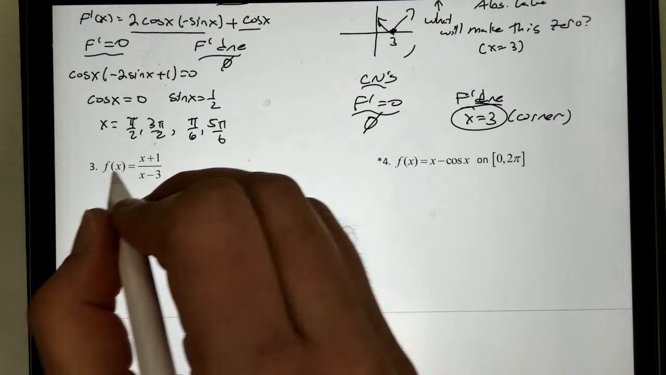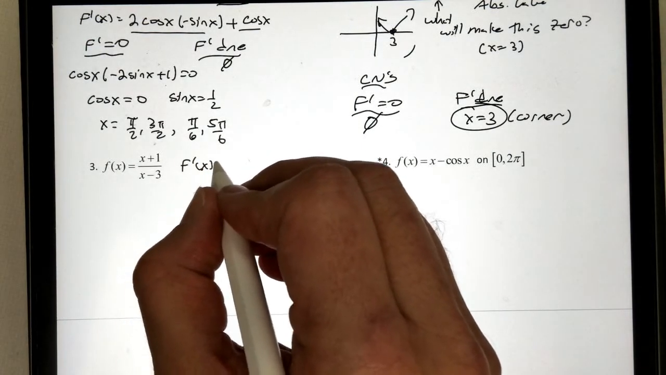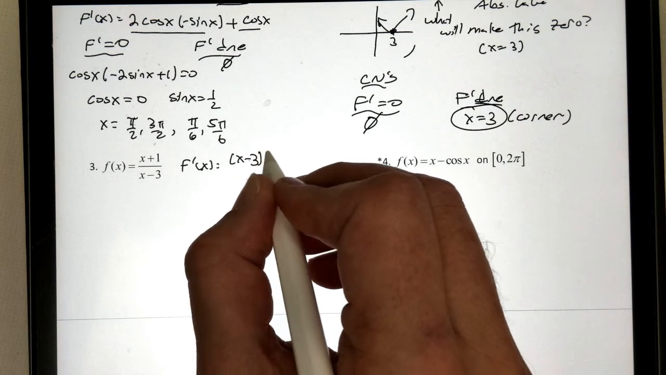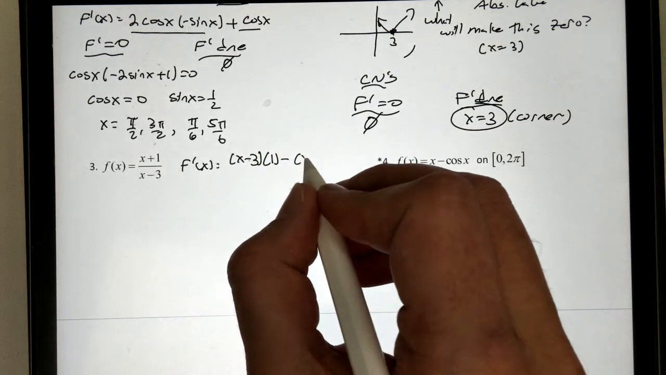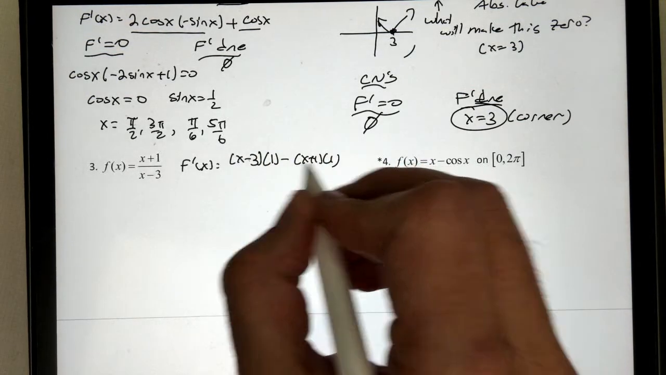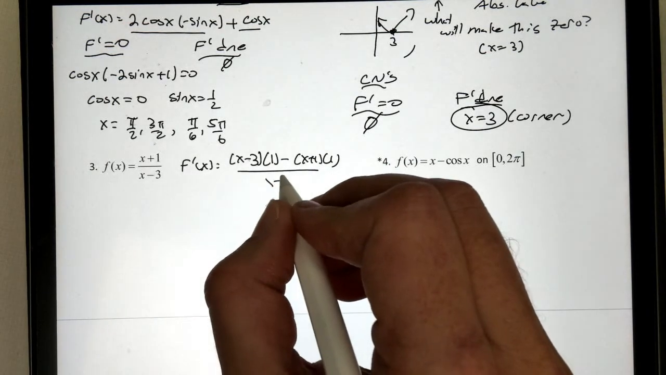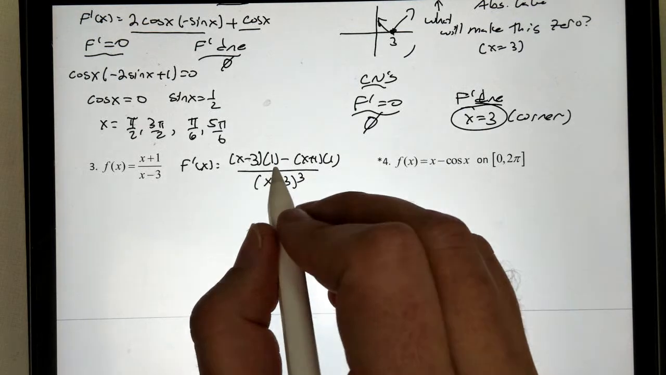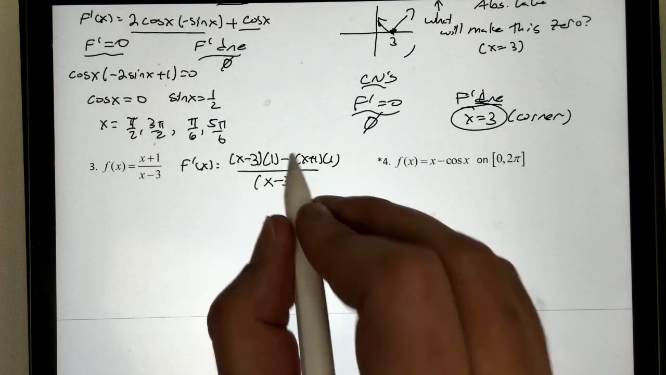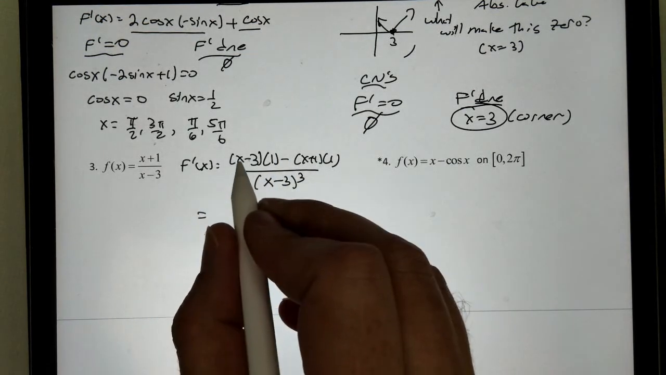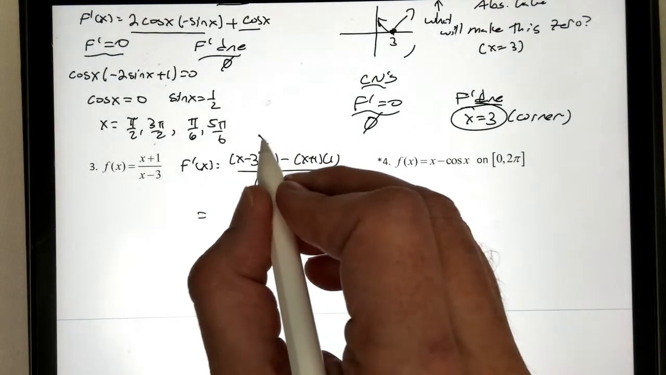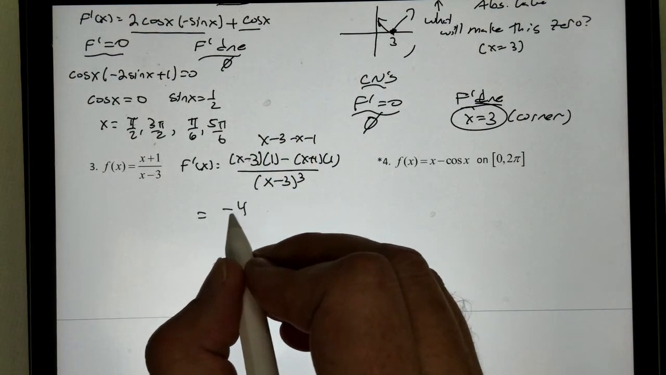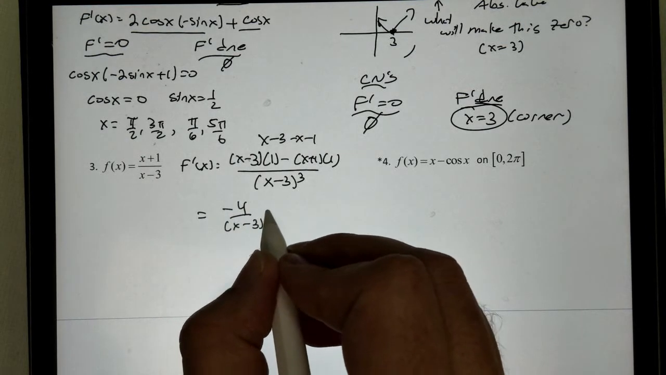All right, number 3. How do we do this one? We've got to take the derivative. That's going to be quotient rule: low d high minus high d low, all over the bottom squared. If I simplify the top, the x's are going to cancel. We get x minus 3 minus x minus 1, so we would get negative 4 over x minus 3 cubed.